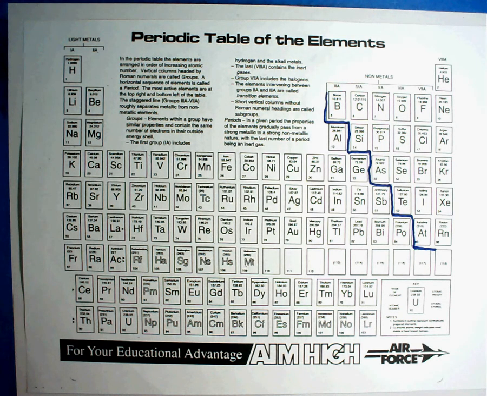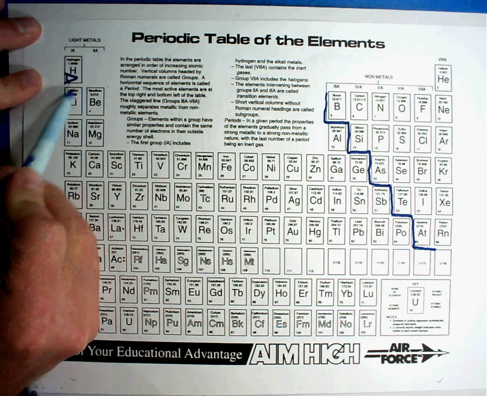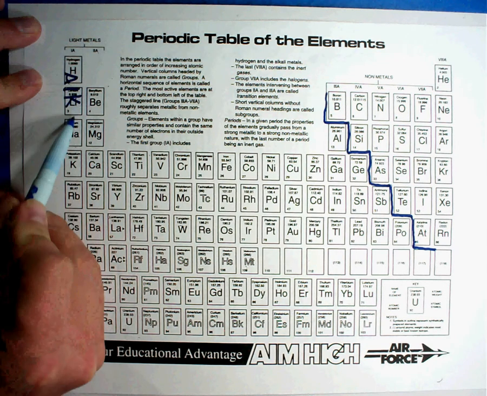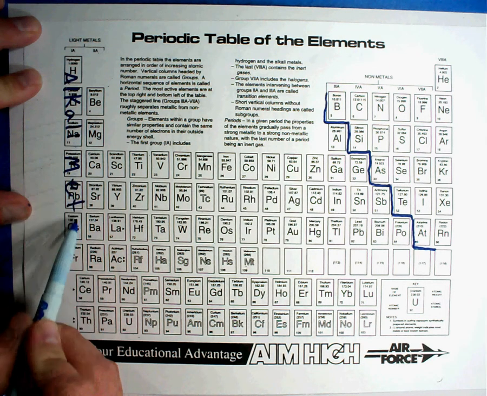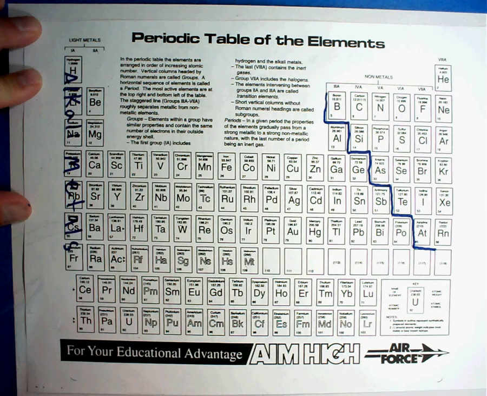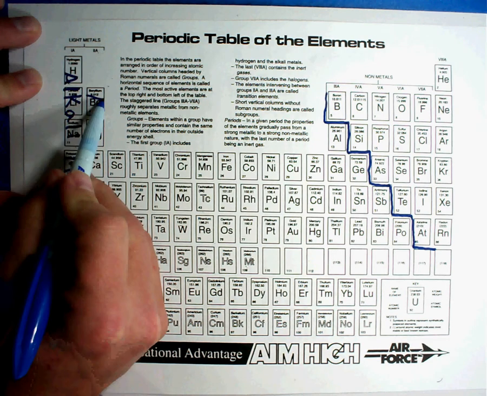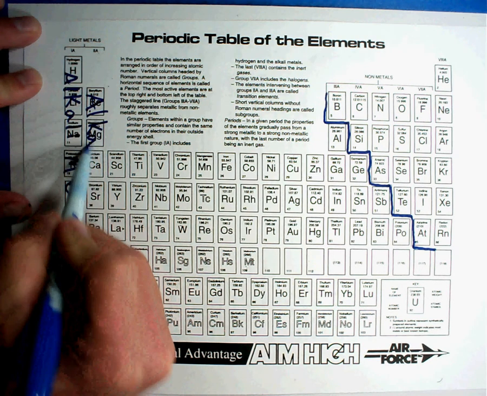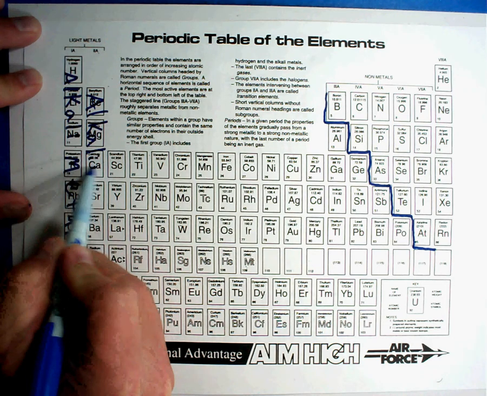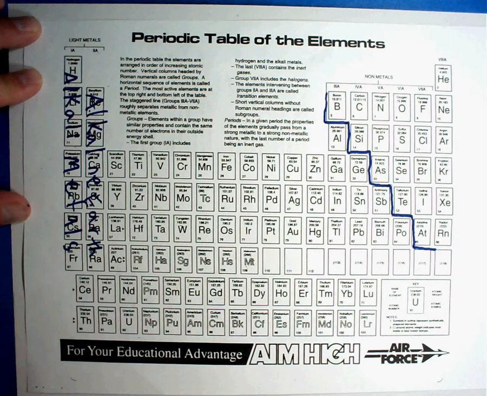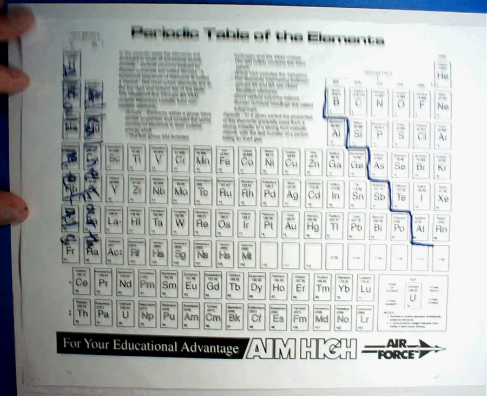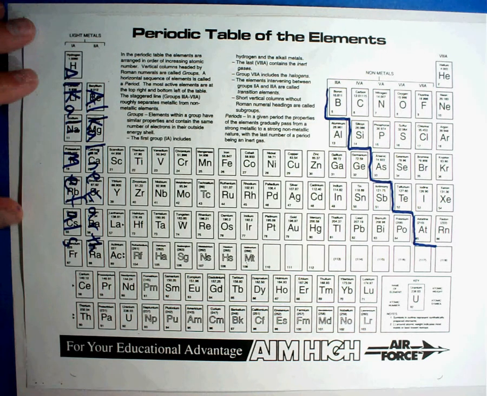Column number 1 on the periodic table are called the alkali metals, A-L-K-A-L-I. It goes all the way from the top to the bottom of the column. Column number 2 are called the alkaline earth metals. So column number 1 has a specific name called the alkali metals. The next one's called the alkaline earths.